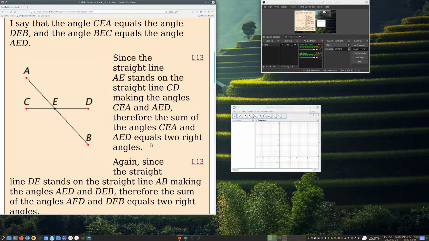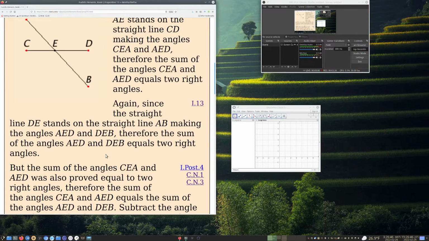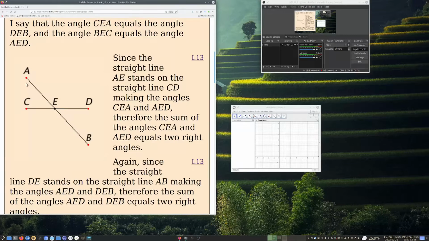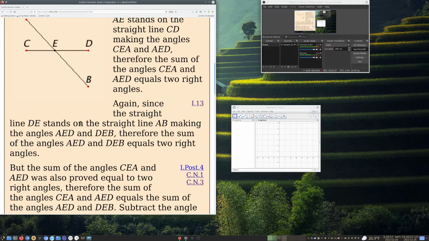Again, since the straight line DE stands on the straight line AB, so now instead of talking about this line standing on this line, we're talking about this line standing on this line. Since the straight line DE stands on the straight line AB, making the angles AED and DEB, therefore the sum of the angles AED and DEB equals two right angles, correct? Right, he's going to do a subtraction argument, I bet, to remove this middle. At least my algebra brain goes right there.